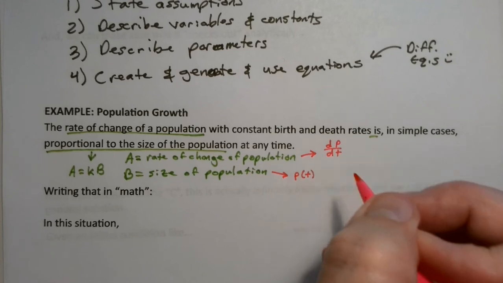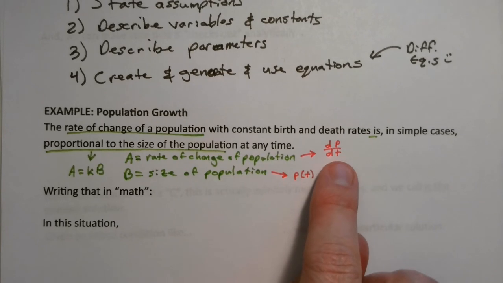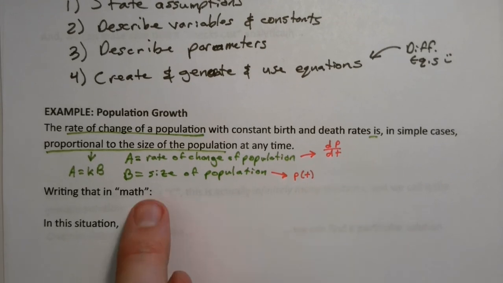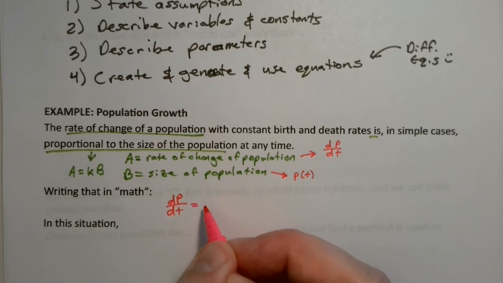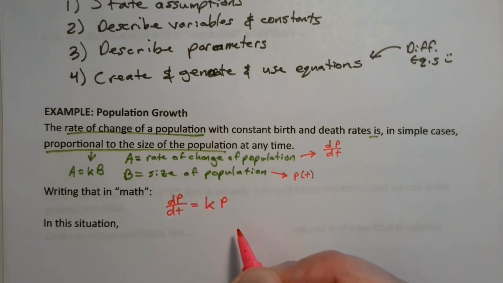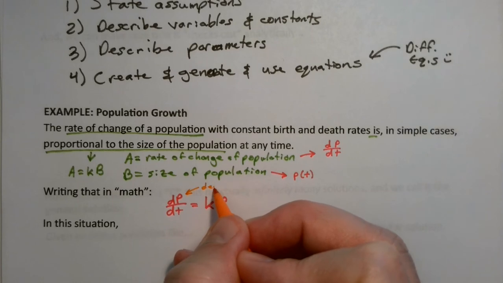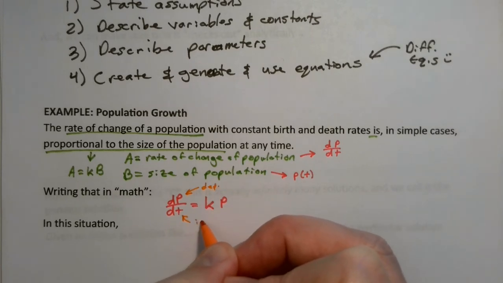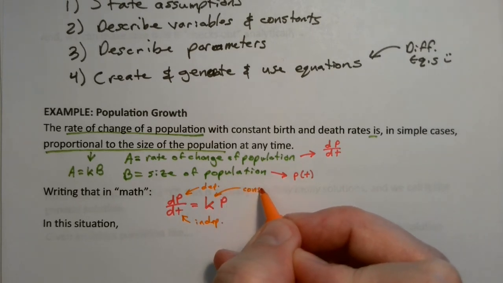Now notice I write dp dt, but I don't write dp of t dt, just because we don't need to, right? It's implied. So now down here, when I'm writing this in terms of math, I can say dp dt is equal to some constant times p. Now I can write p of t, but it's implied. And so what this is doing is it's telling me what my dependent variable is and what my independent variable is. And it's also telling me that I have a constant sitting in there.